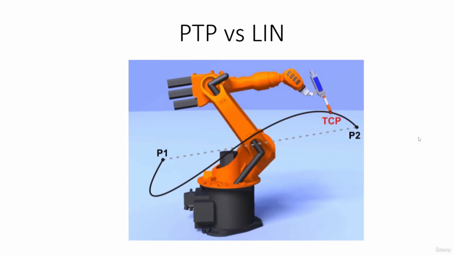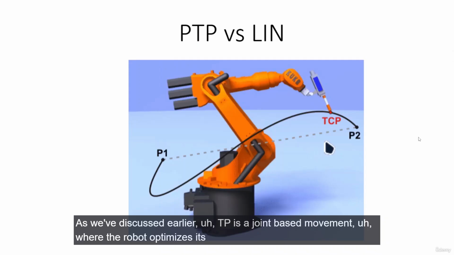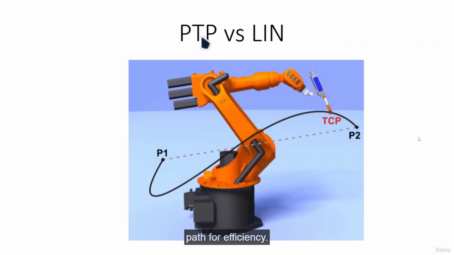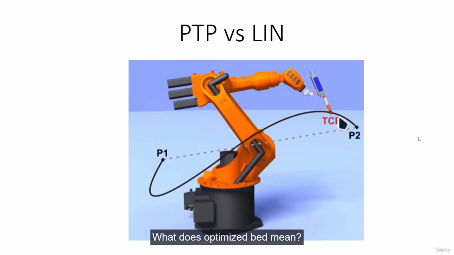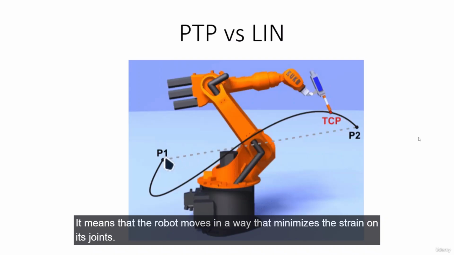As we've discussed earlier, PTP is a joint-based movement where the robot optimizes its path for efficiency. The robot chooses the most efficient joint configuration to reach the target. What does optimized path mean? It means that the robot moves in a way that minimizes the strain on its joints.